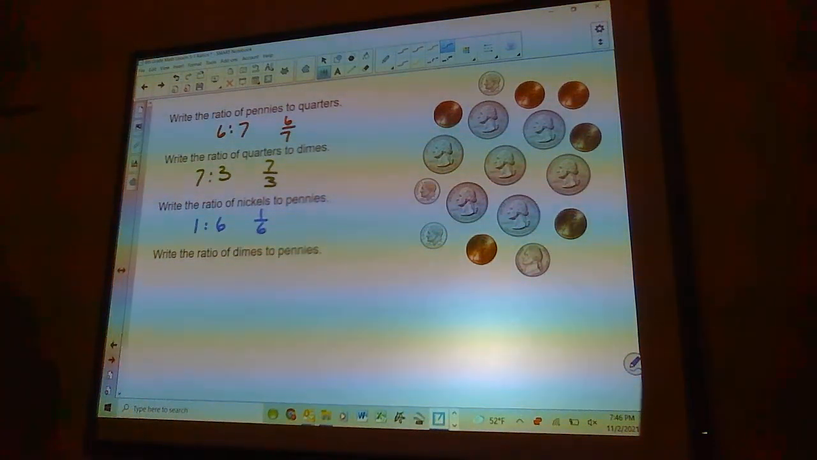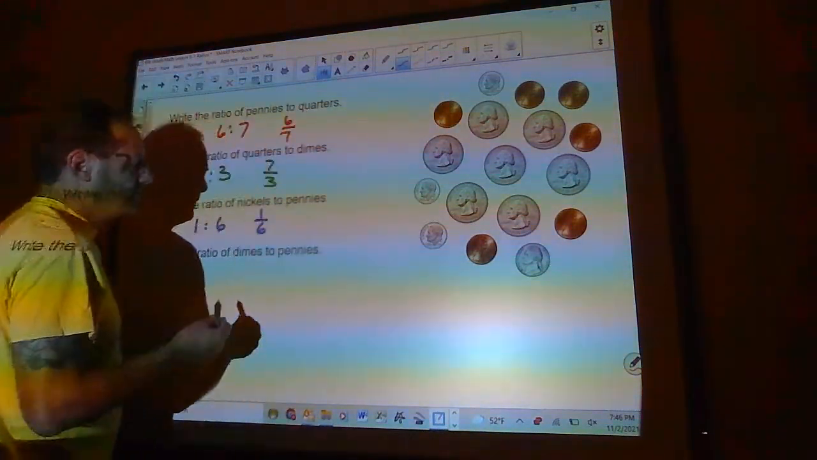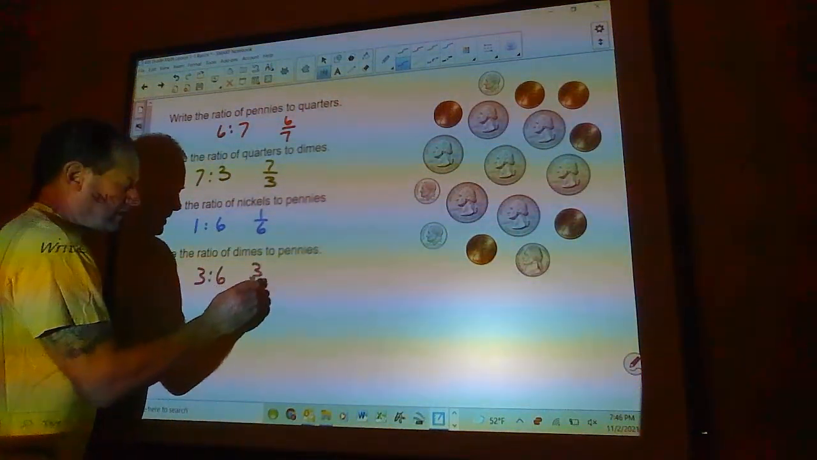And the ratio of dimes to pennies. We had 1, 2, 3 dimes, and we had 6 pennies. So it'd be 3 to 6.